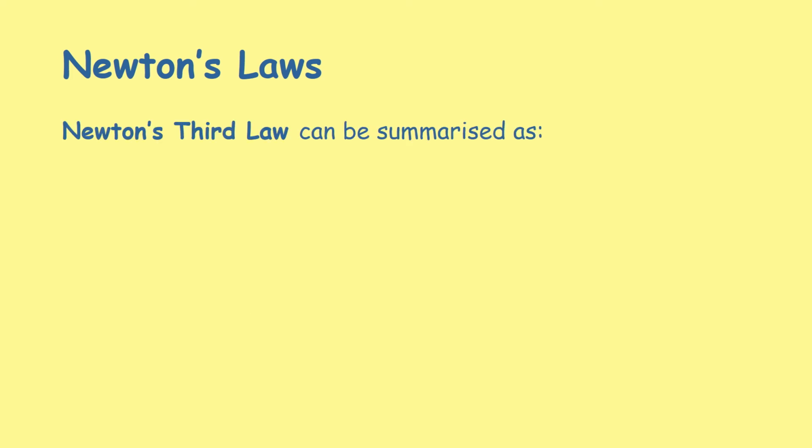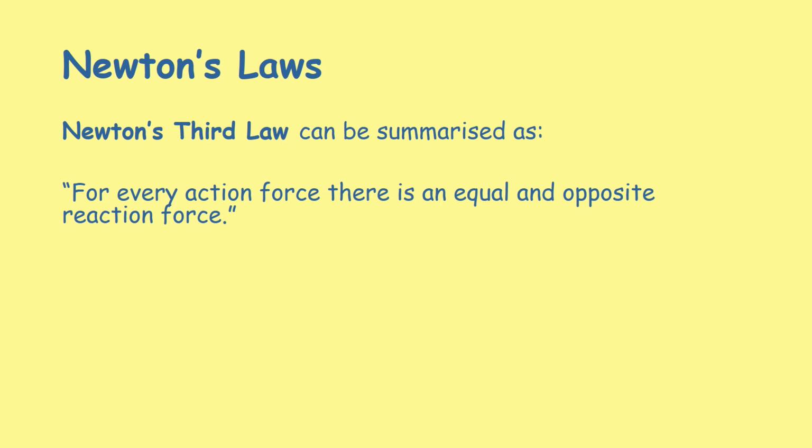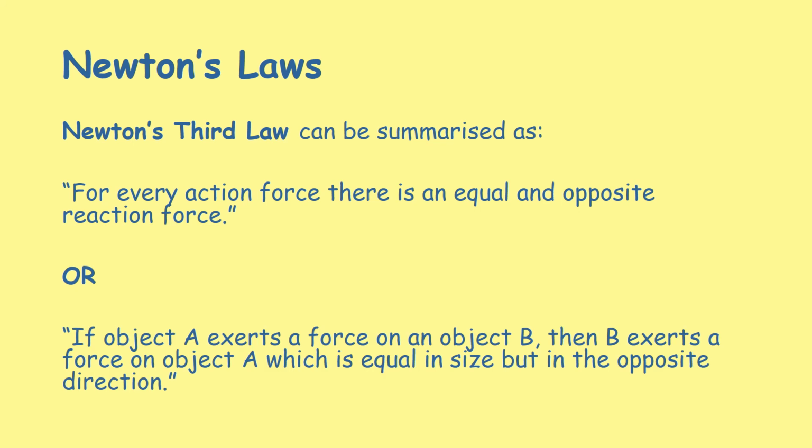Newton's third law can be summarized as, for every action force, there is an equal and opposite reaction force. We can also say that if object A exerts a force on object B, then B exerts a force on object A, which is equal in size but in the opposite direction.